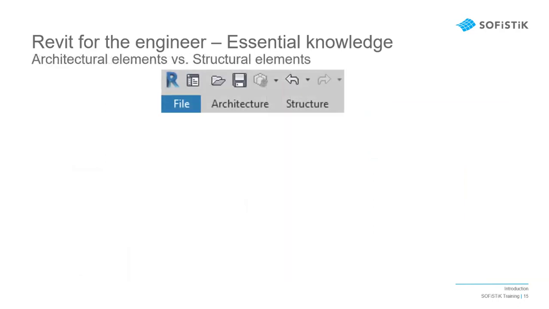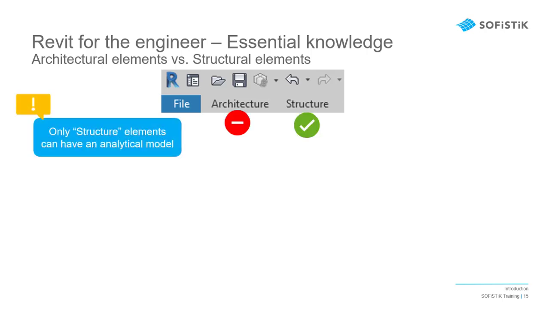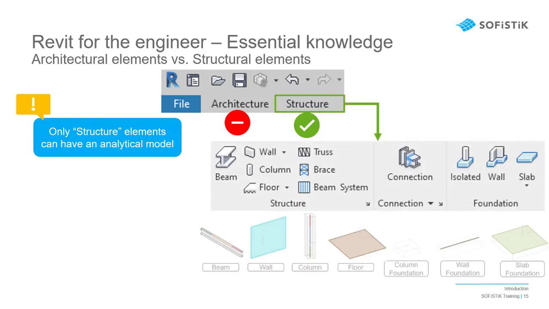In Revit, there are two main types of modeling objects: architecture and structure. However, only structure objects can have an analytical model. This includes various types of objects such as beams, columns, walls, slabs, and foundations. Nevertheless, having an object of type structure does not automatically include the analytical function.